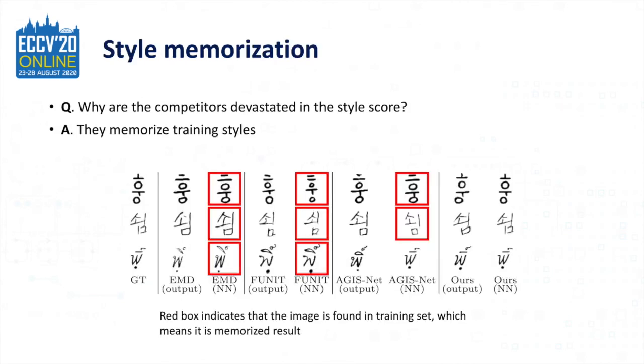We further analyze why the competitors are devastated in the style scores, even though their results look similar to the ground truth at first glance. The figure shows the result of the nearest neighbor analysis. The red box indicates that the image most similar to the generated image is not from the ground truth styles, but from the training styles. Therefore, the previous methods almost memorize the training styles and they hardly capture the true styles of the references.